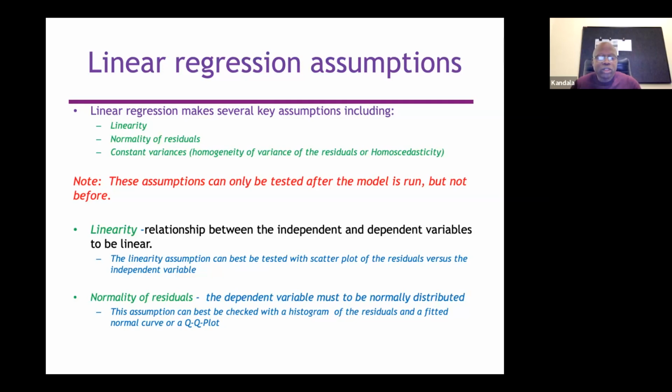And in terms of the normality assumption, the residuals must be normally distributed, and there are various ways to check this. You can draw a histogram to check whether this assumption has been fulfilled for your data, or you can also use the normal quantile plot, the QQ plot.